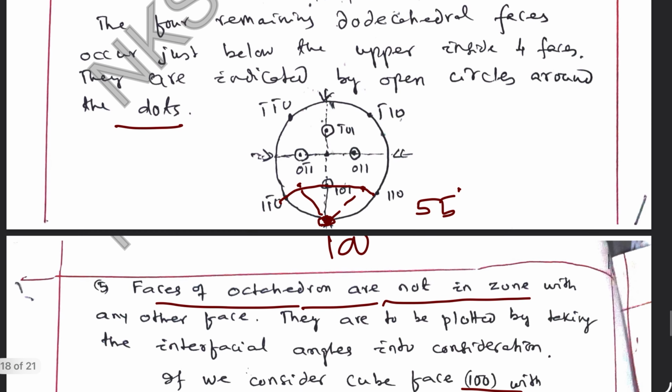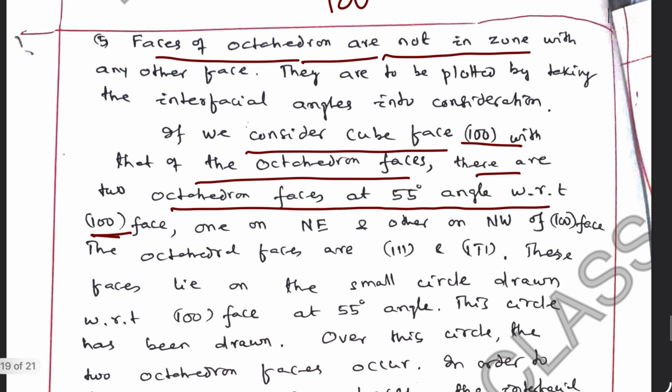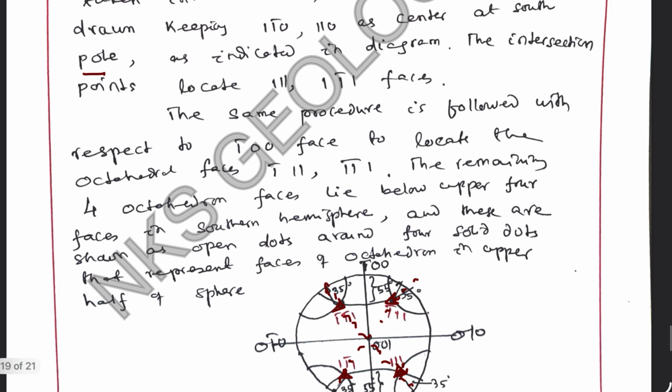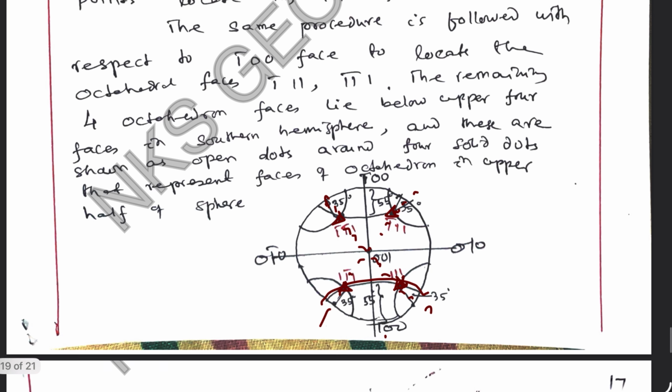One is not at the center or at the south pole. We take the 55-degree angle and draw the circle. This is the circle drawn. So somewhere over this circle, this one face is occurring. So how can we locate the exact position?